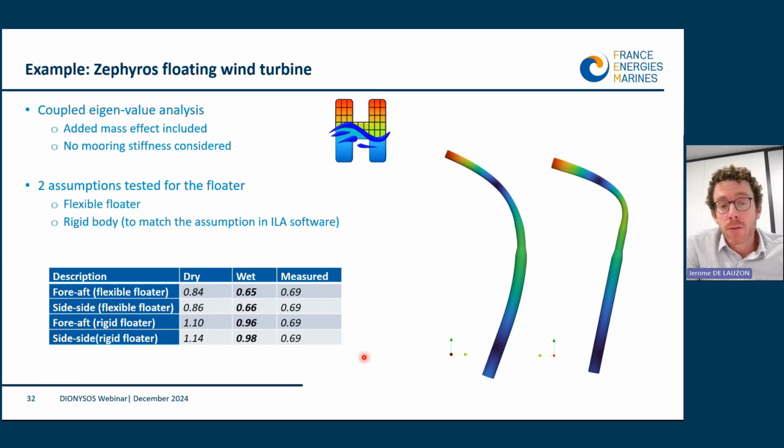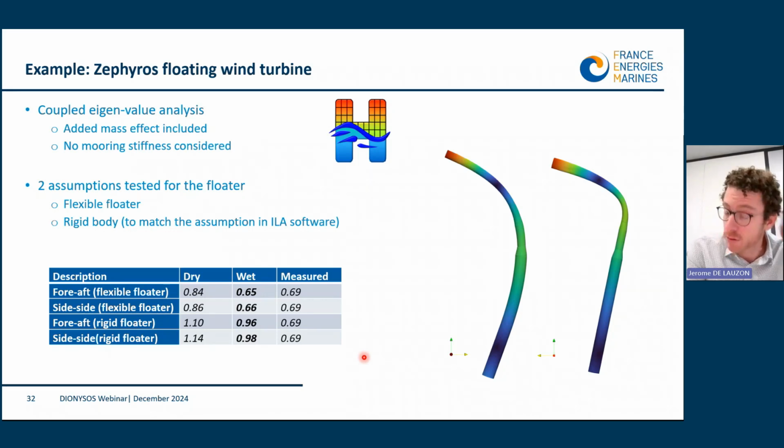So then we can use our Homer tool to include the added mass effect. In this particular analysis, we didn't take into account the mooring stiffness, but it could be done if it's necessary. And then we did the same analysis with 2 assumptions for the floater. So the first one, which is a flexible floater, of course, what we want.